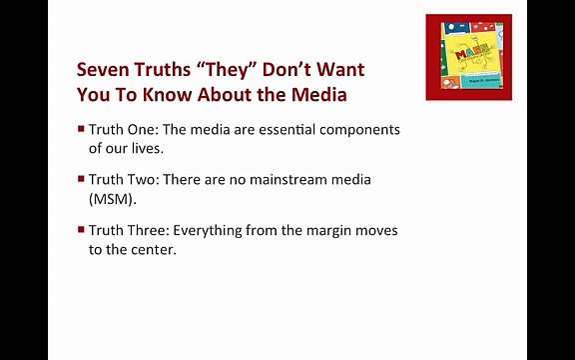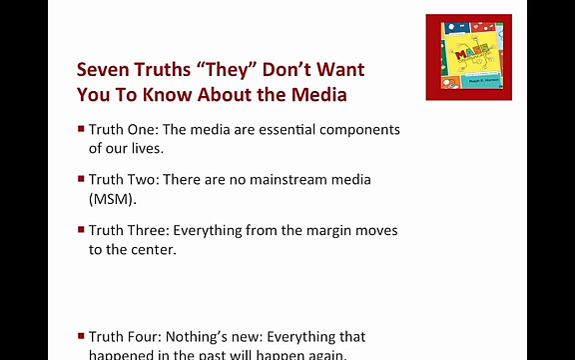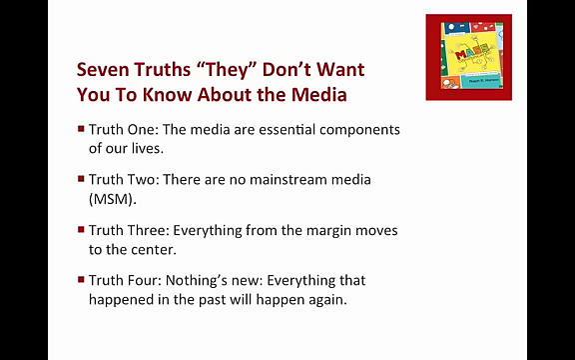And you look at a movie like Brokeback Mountain and its incredible popularity. So a movie like that would have been censored back in the 1940s and 50s. So everything that's considered kind of marginal eventually moves to the center and becomes more mainstream. Truth 4, nothing is new. Everything that happened in the past will happen again.